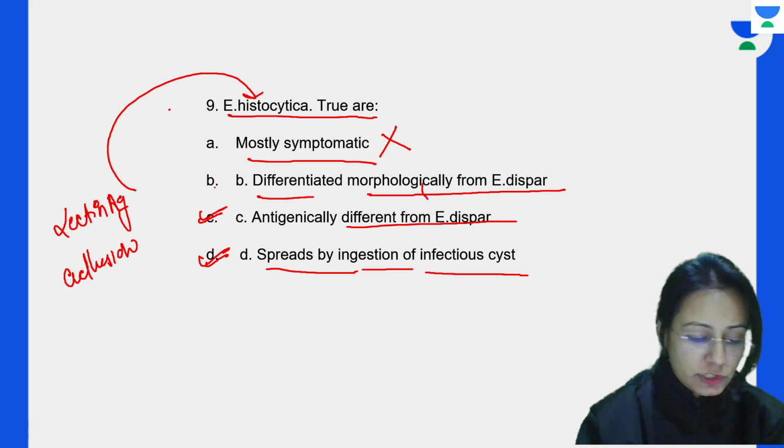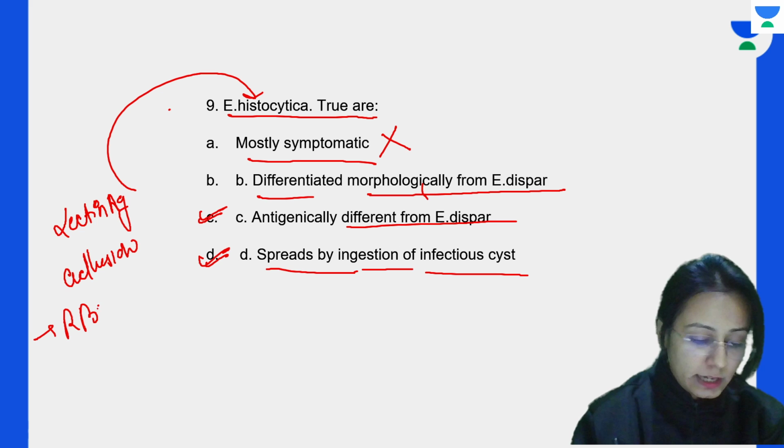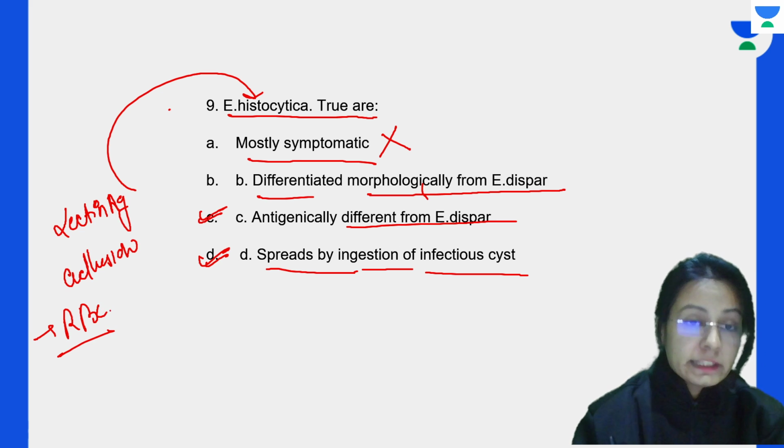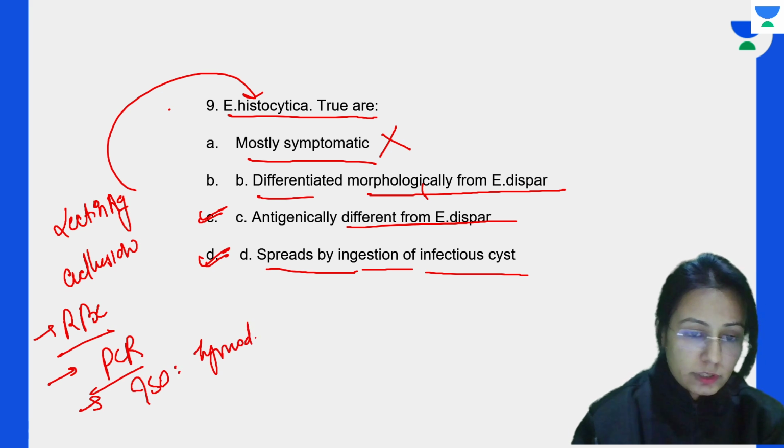So they can be differentiated on the basis of the lectin antigen, on the basis of the RBCs that are engulfed by the pseudopods only in Entamoeba histolytica, by PCR, and by isoenzymes through the zymodeme study.